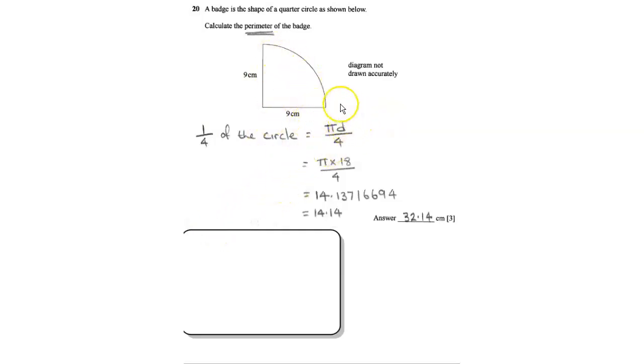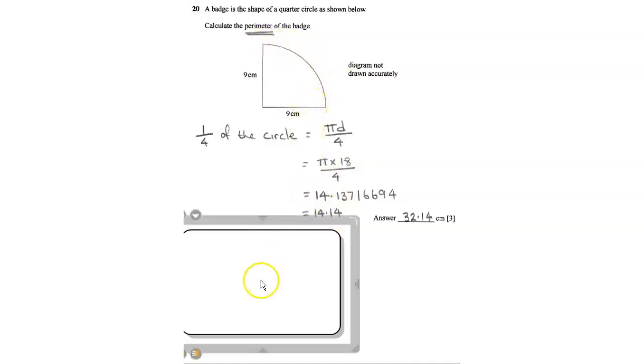Pi times diameter would be the circumference or the length of the whole circle outside. But this time, because it's a quarter circle, we're going to have to divide by 4. So the diameter would be 18 because this is the radius and the diameter is 2 times the radius. So it's 18. When we put this into our calculator, we should eventually get 14.14, which is the curved length of this quarter circle.